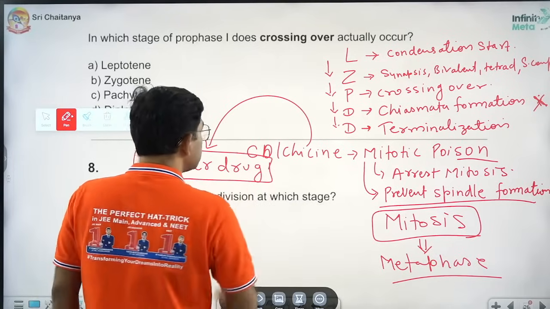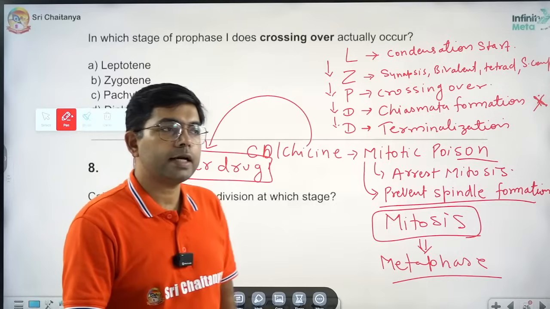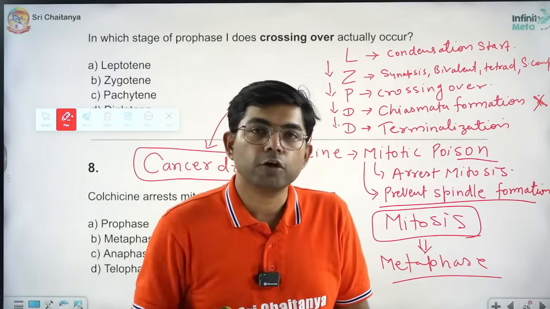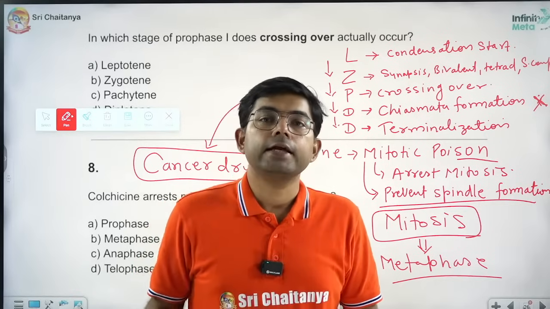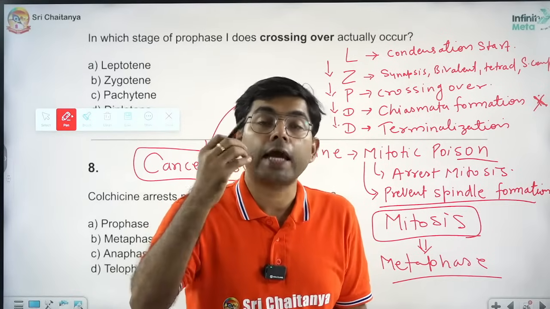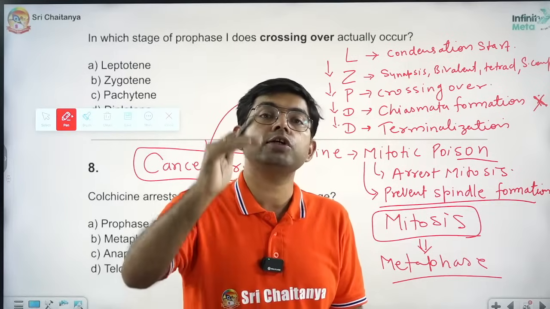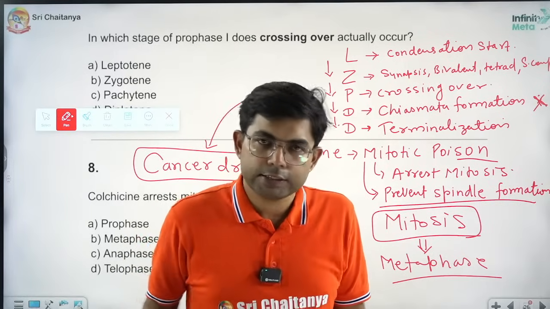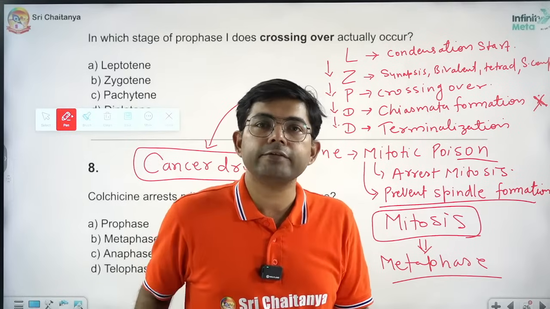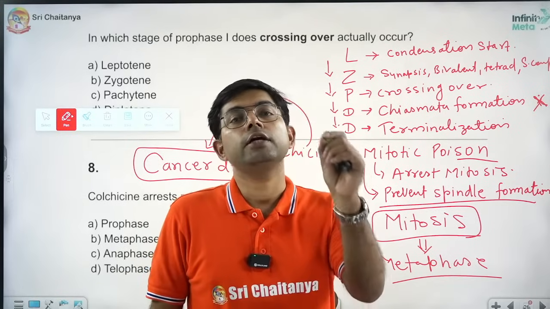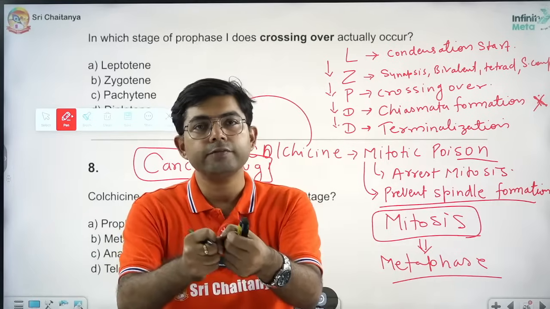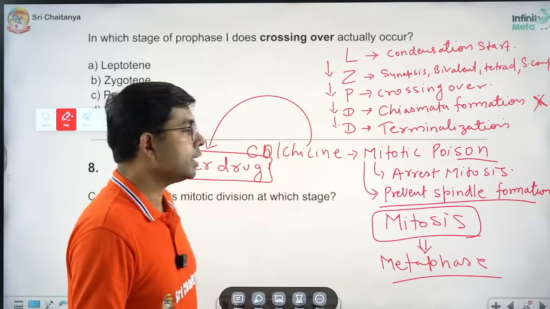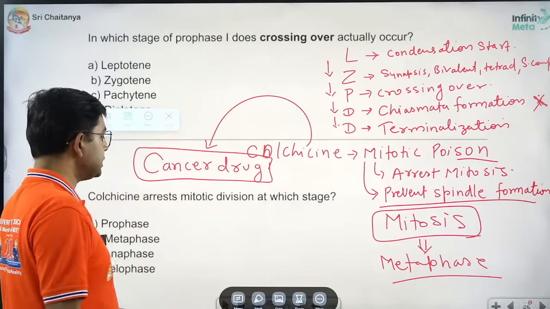Colchicine is used as a cancer drug, because in case of cancer what happens? Uncontrolled cell division. And when there is uncontrolled cell division, then somehow we need to stop the cell division, and for that we need colchicine, which controls the cell division. So cancer is also controlled. That's why it is also used as a cancer medicine.